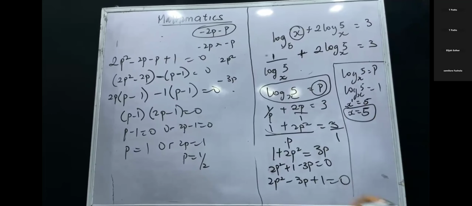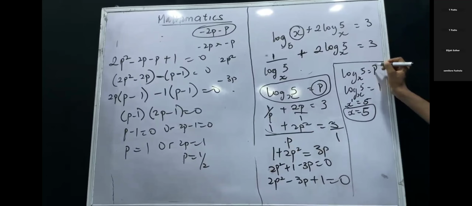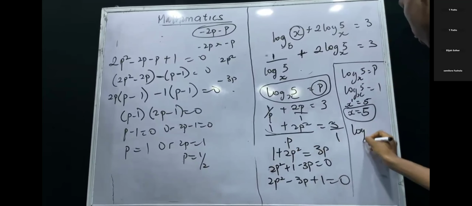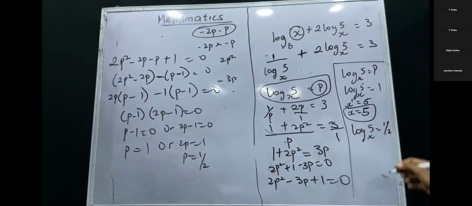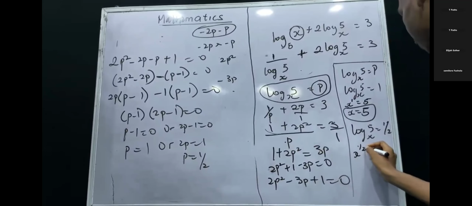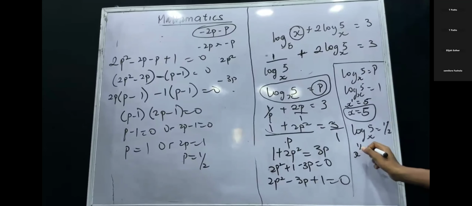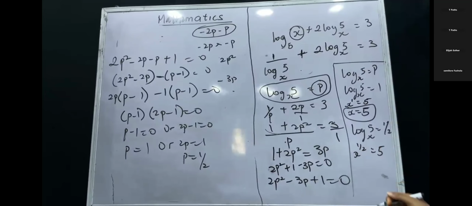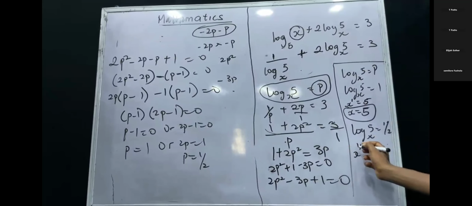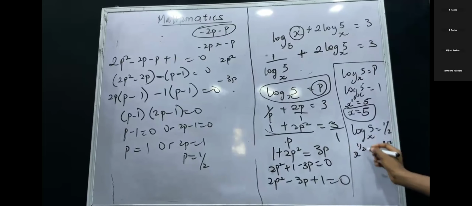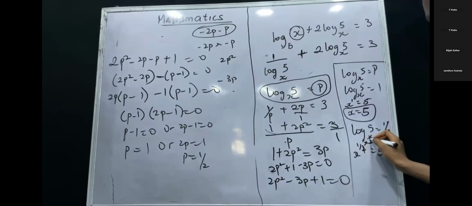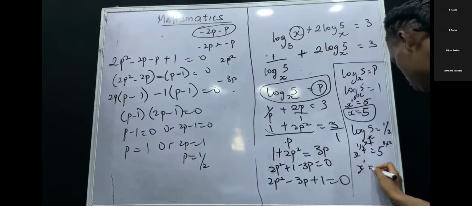Now for the other value of p, where I have p is equal to 1 over 2, I can also replace this p with 1 over 2 and say log 5 to base x is equal to 1 over 2. So this is the same as x raised to the power of half is equal to 5. What I will do here is multiply both powers by 2 to get rid of this fraction, this 1 over 2. So this is the same as 5 raised to the power of 1, I multiply by 2, and this I multiply by 2. This is going to cancel out, and I'm left with x raised to the power of 1 is equal to 5.